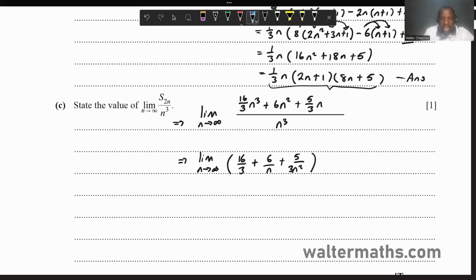So as n approaches infinity, you can see that this would tend towards 0 and this would tend towards 0. And the only thing remaining is 16 over 3.